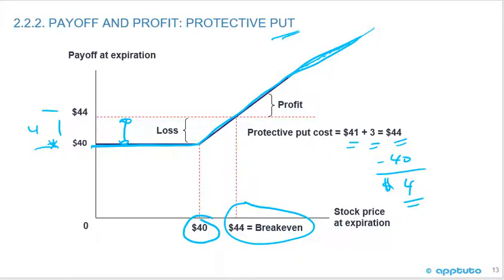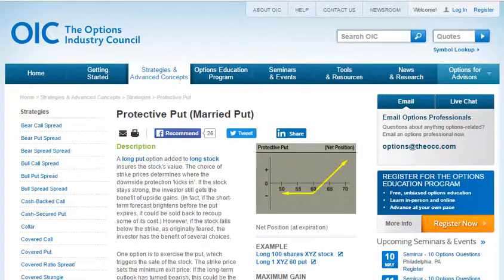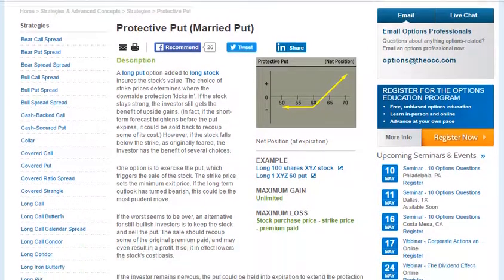Okay, not too difficult. Okay, before we jump into the practice problems, I'll just go outside the CFA curriculum here, back into the Options Industry Council, and I'm looking at the protective put, sometimes called a married put. So again, here's the description.